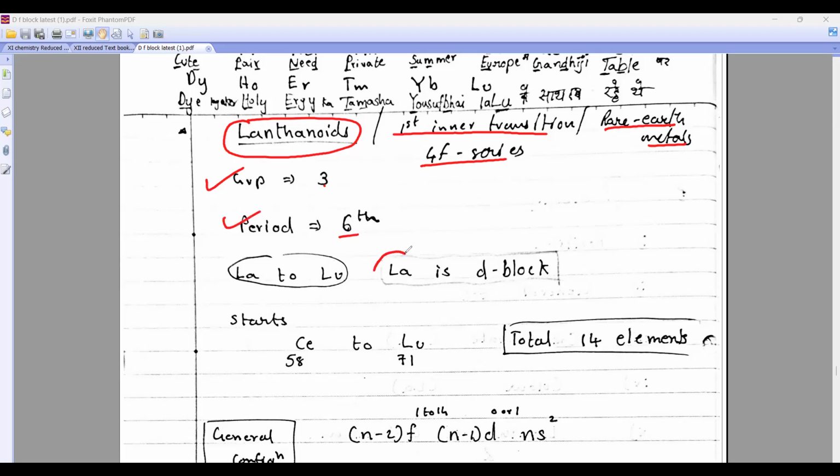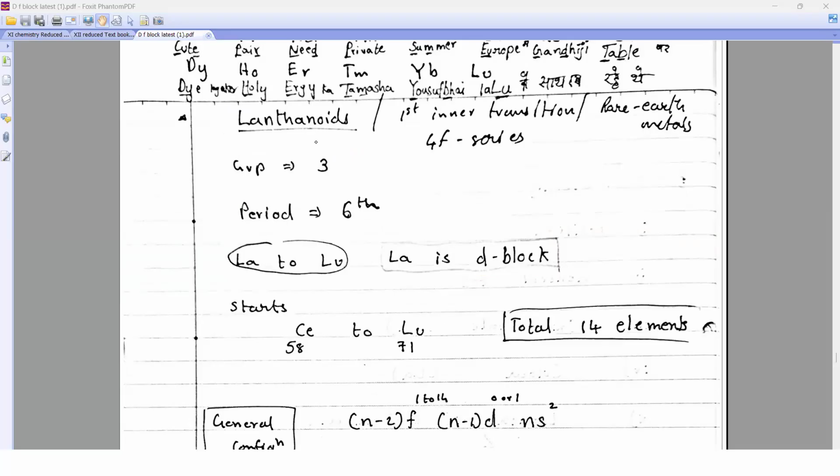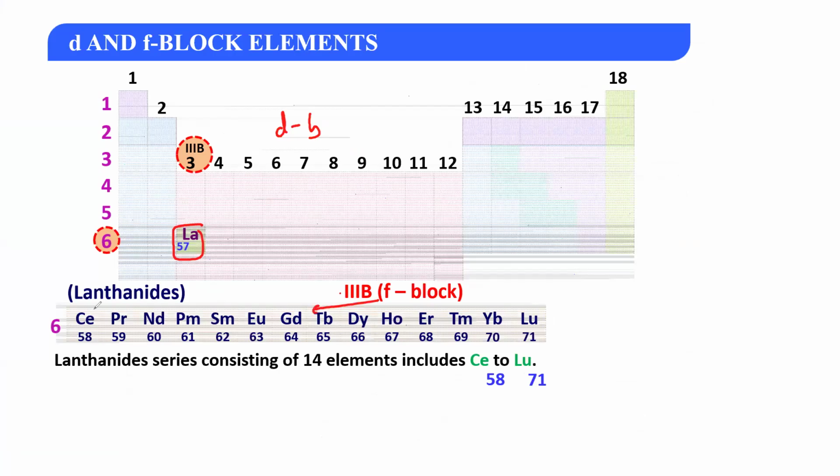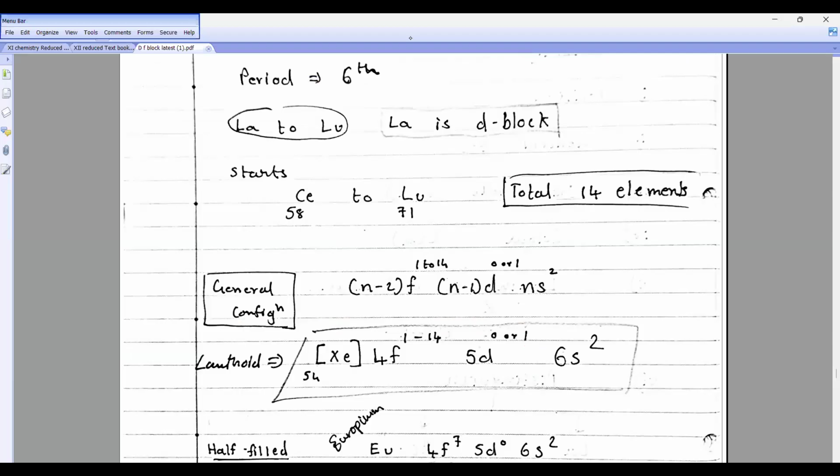Remember, La is not an F block element. La is a D block element. Remember where La was. La was here, can you see? Lanthanum is a D block element. Here these are F block. So it starts from cerium and ends with lutetium. In the exam they will ask: the lanthanide series starts from cerium, ends with lutetium. Total 14 elements. This is very important.